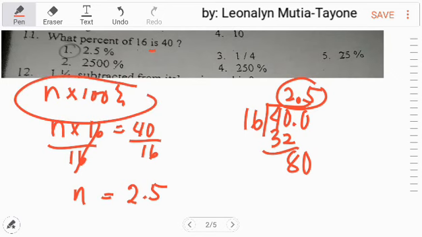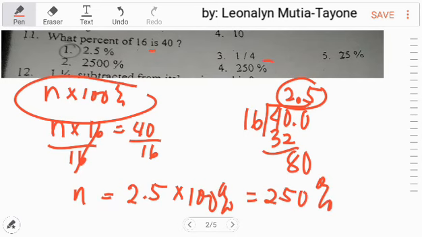Ang n natin ay 2.5. Para percentage ang sagot natin, wala pang percent sign dyan. Times 100% and that is 250%. So, ang sagot dito ay, itong number 4, 250%. I-double check natin. 250% of 16 is 40.